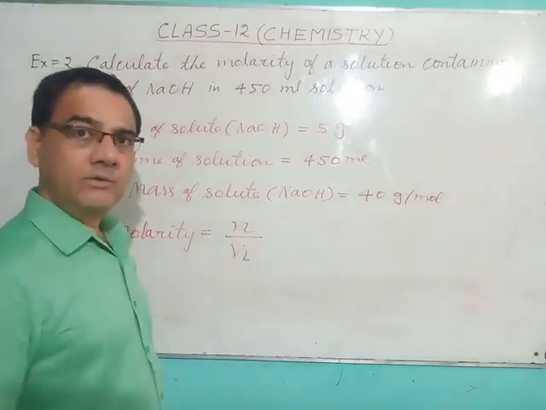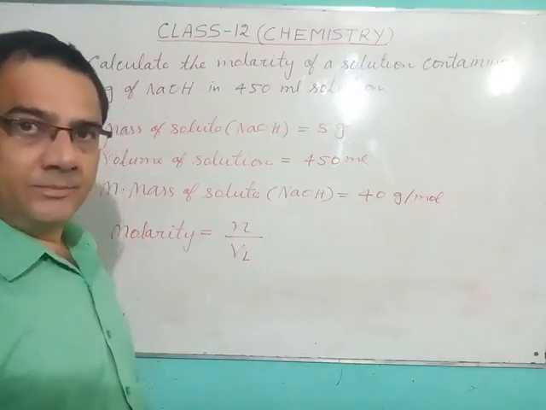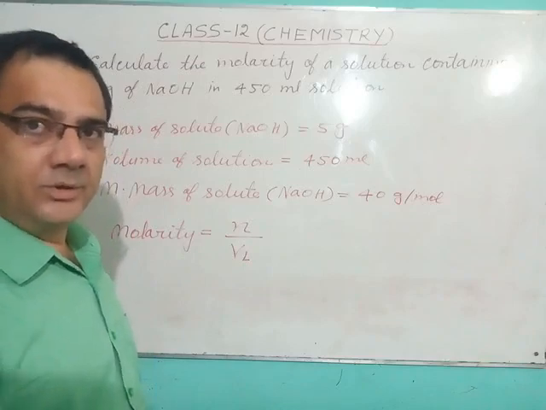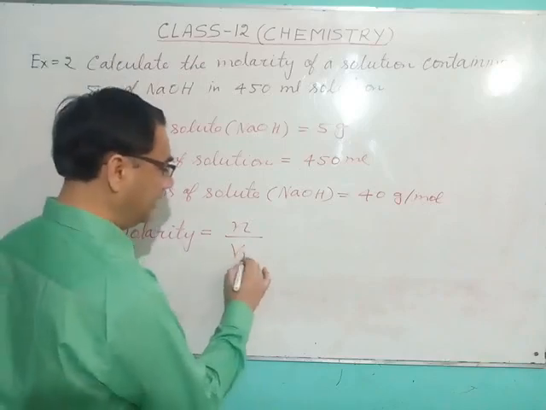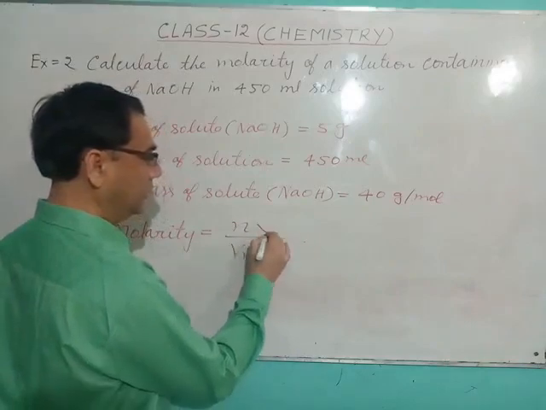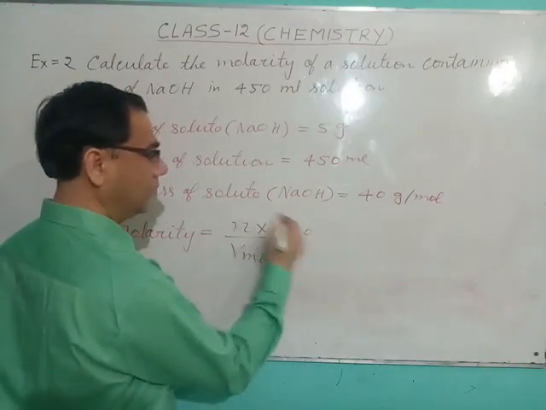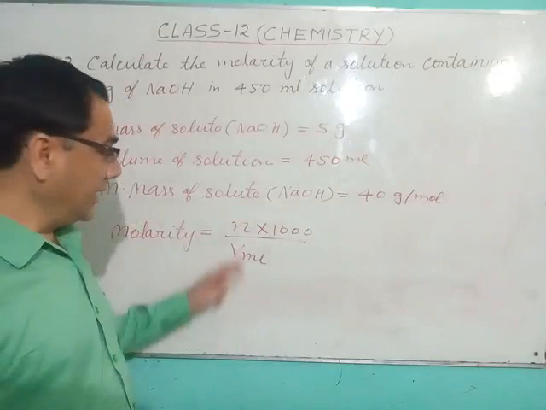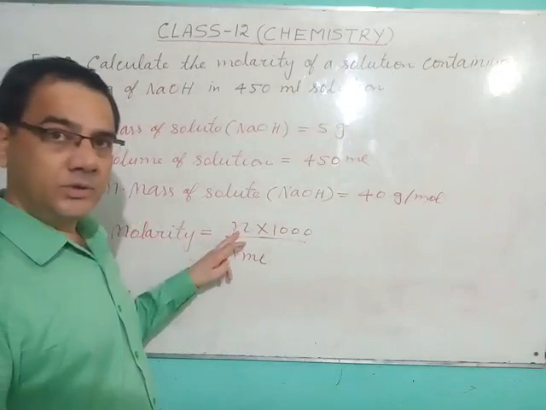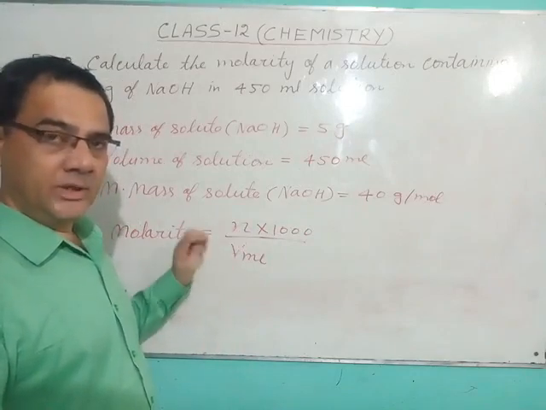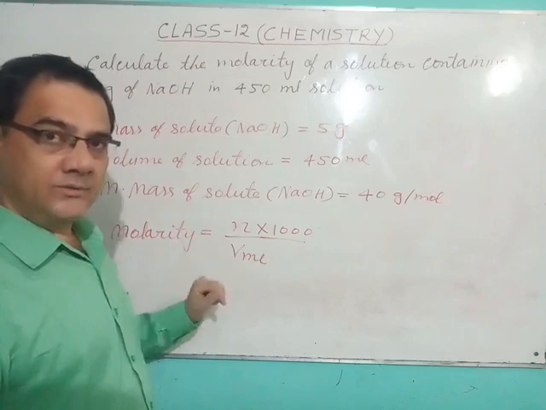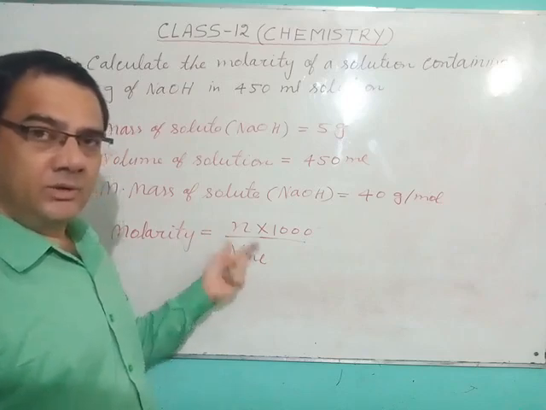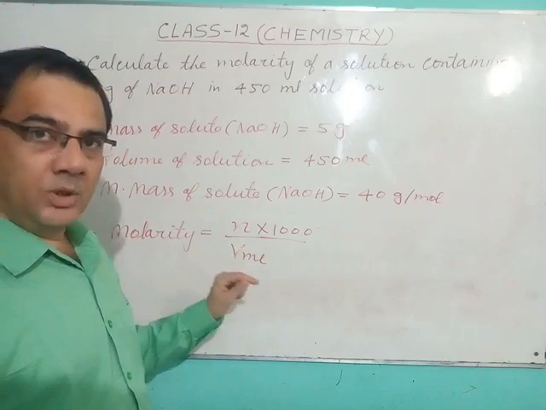And I told you, if the volume is given in ml, then what do we do? I already told you. Here we write ml and in the numerator we multiply by 1000. And this is called number of moles of solute. And how do we calculate the number of mole of solute? That also I have told you. The number of mole of solute is equal to mass of solute upon molar mass of the solute.